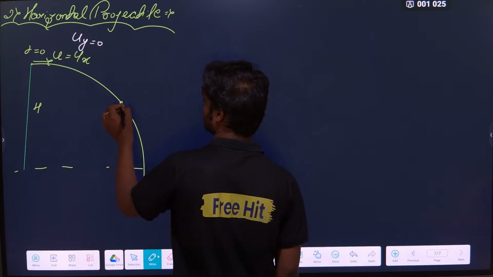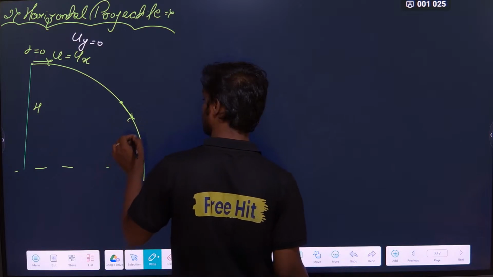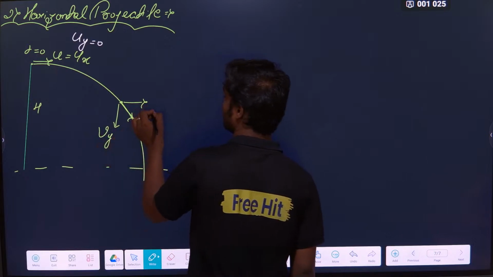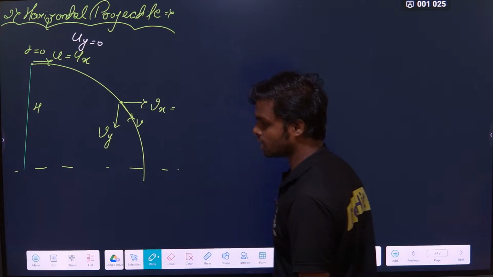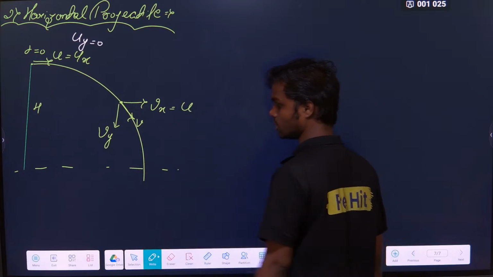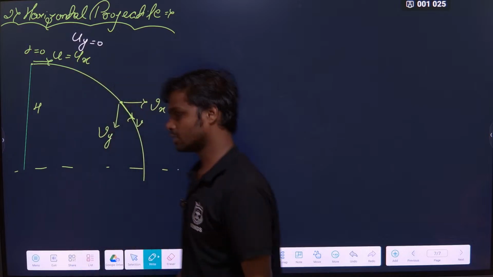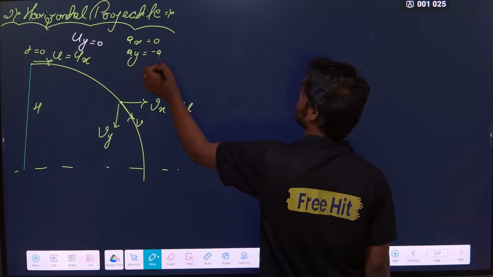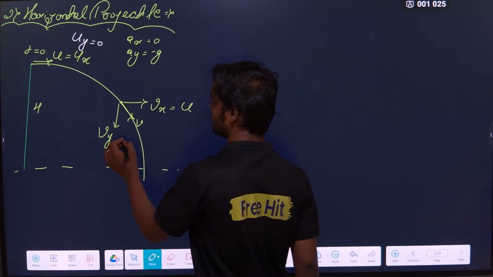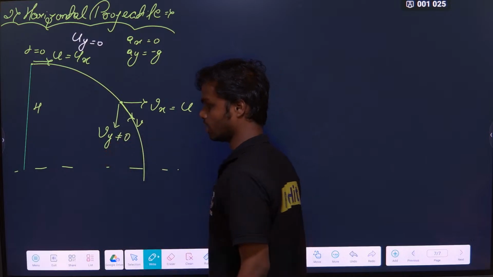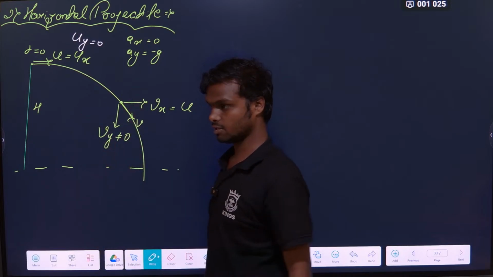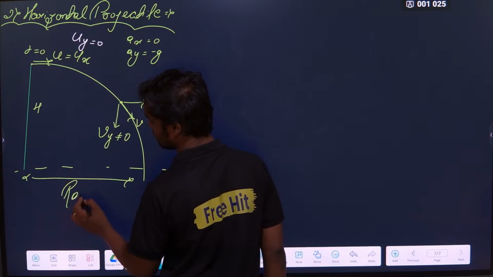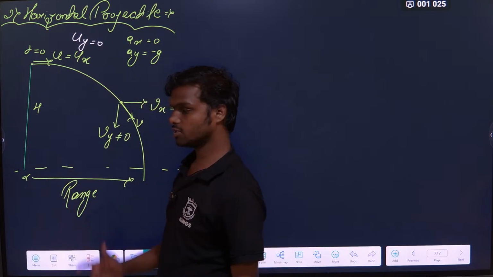Suppose at this point there will be a velocity in this direction, that is v. Now this v has two components, one is vy and one is vx. We can surely say that my vx will be the same, yes or no? Because there is no acceleration in x, but there is an acceleration in y, that is minus g. So I can say my vy will not be equal to 0, that is sure. Why? Because acceleration in y will increase this speed. And this is the range. We will talk about what that range is.